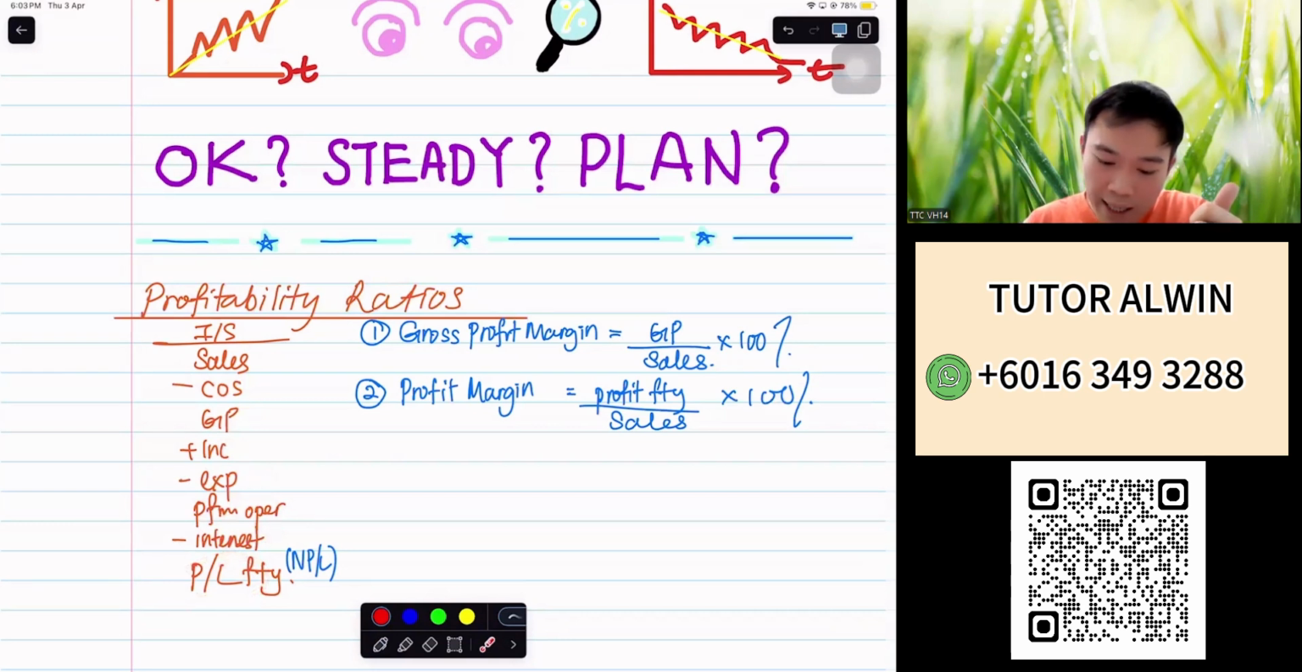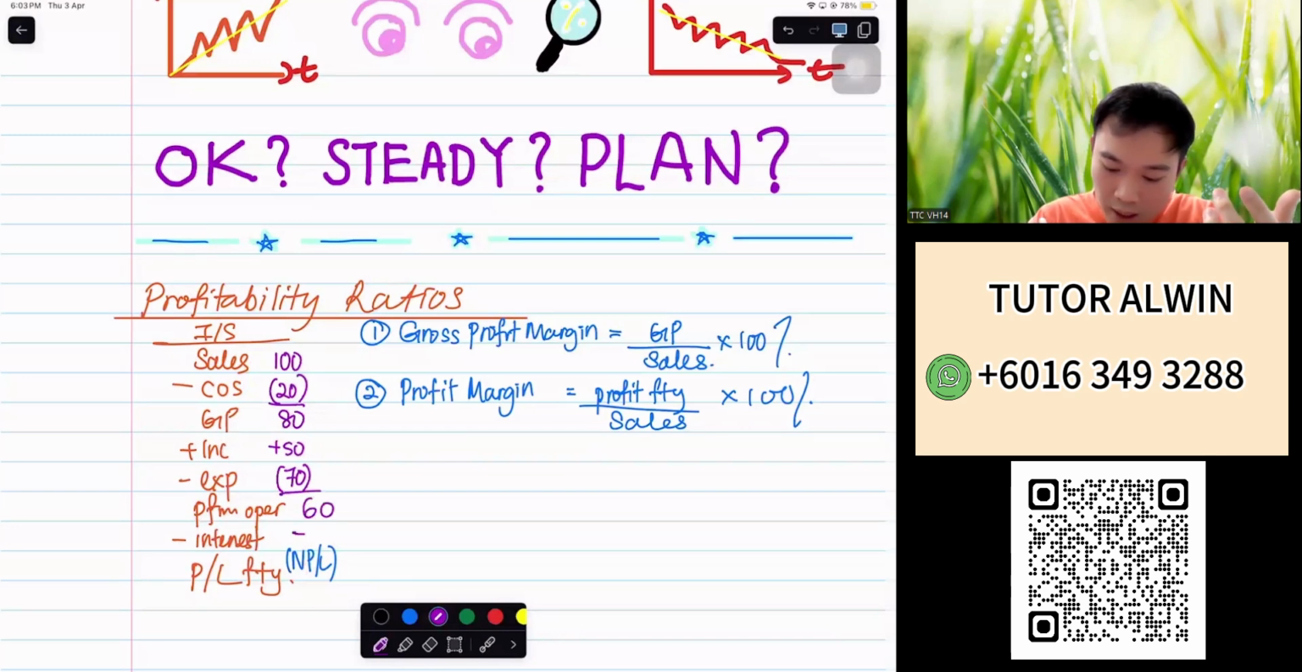So gross profit margin takes gross profit compared to sales. And profit margin talks about how your profit compares to the sales. For example, our sales is $100 or 100%. You minus off your cost of sales, let's say 20, you get 80. You add extra income, let's say another 50, then you get 130. So 130, you minus off your expenses, let's say 70. So what is left? 130 minus 70, you get 60.